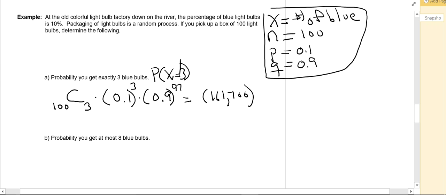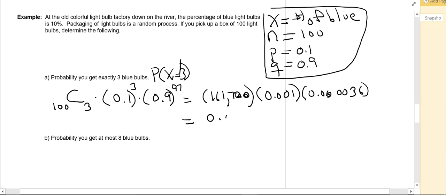161,700. Gotta get used to writing my zeros as zeros, right? Probability of 0.1 to the 3rd power is 0.001. Probability of 0.9 to the 97th power, 0.0000036, right? And you do your math, 0.00589. I gotta get used to this pen still. Takes a long while. But anyway, that's the answer to this one.